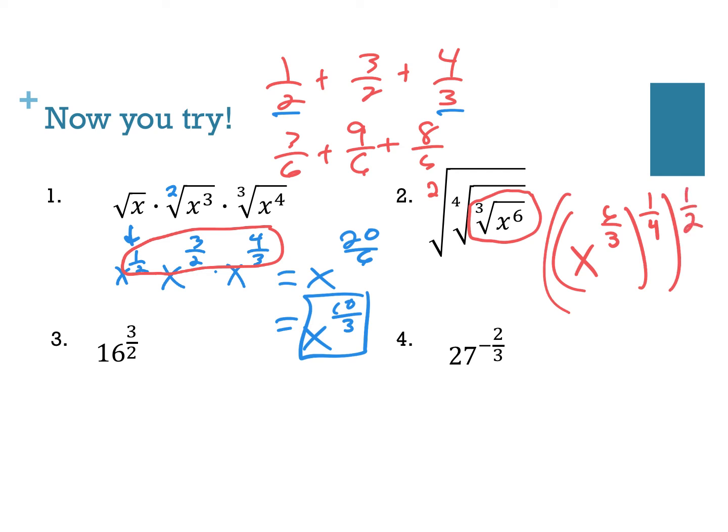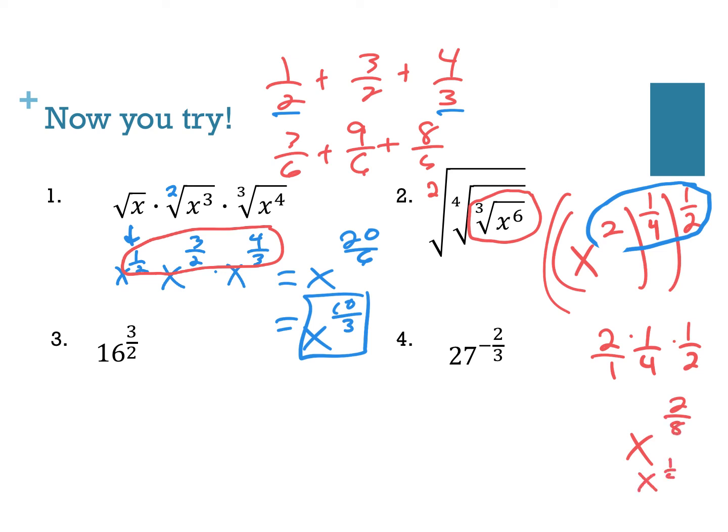And remember, anytime you are dealing with parentheses with exponents on the outside, that means we multiply all those numbers together. I would definitely change that 6/3 to become 2 to make my life easier. So now I'm taking 2 times 1/4 times 1/2. If I multiply straight across, that gives me x to the 2/8, which is the same as x to the 1/4 power. So that's what you should have gotten for number 2.